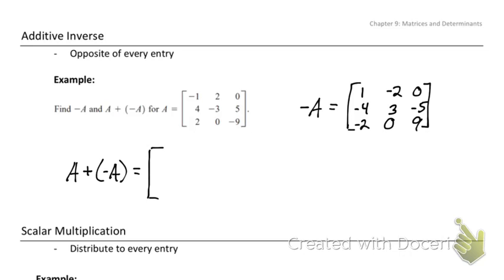Because realistically, we have negative 1 plus 1. That element becomes 0. So the easiest way to do it is just count your matrix size. It's a 3 by 3, so we're going to have a 3 by 3 of zeros.